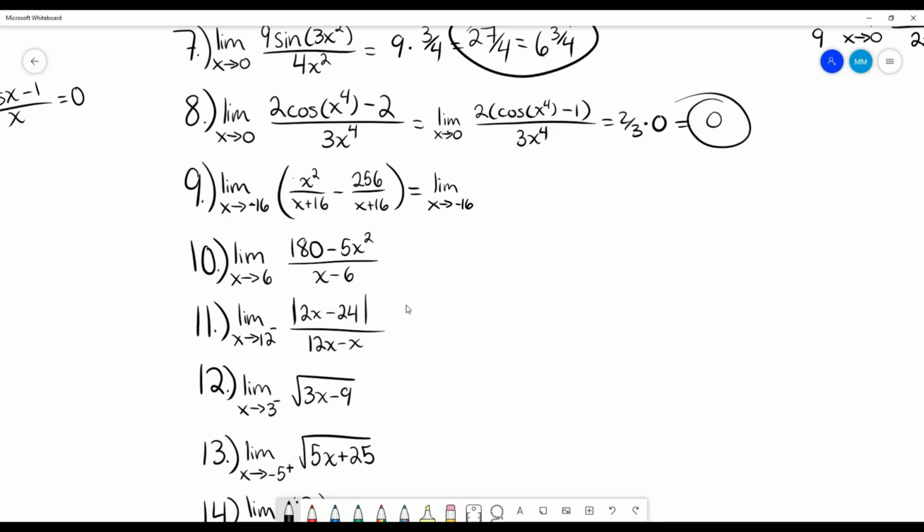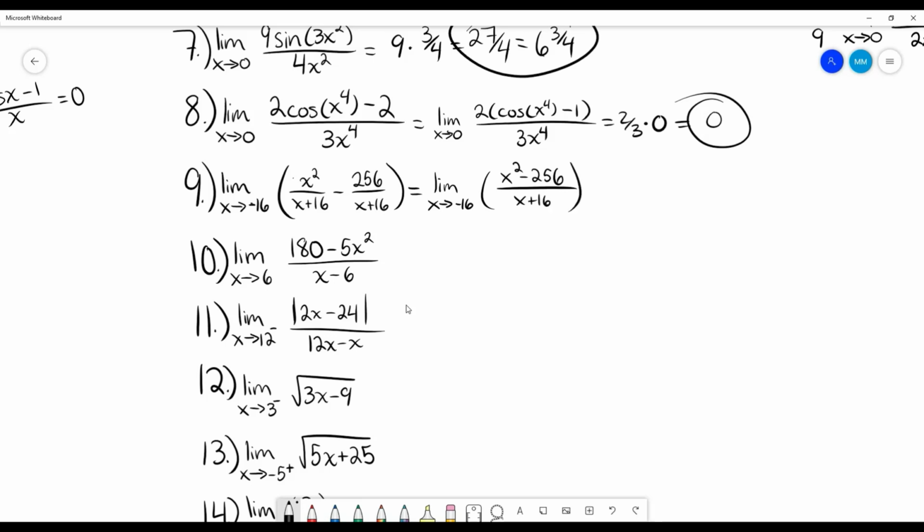The first thing I notice is that we have two denominators that are the same here. When we have two denominators that are the same, obviously we can combine those fractions because they have common denominators. So I'm going to combine them. I'm going to turn it into x squared minus 256 over x plus 16.